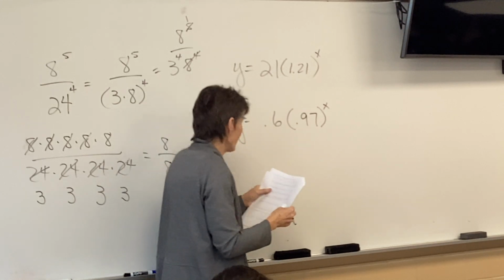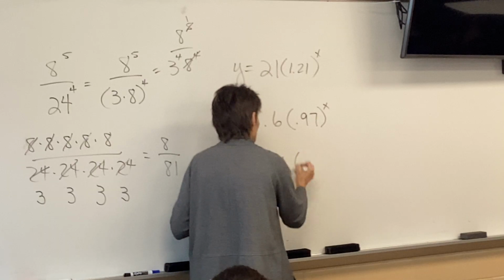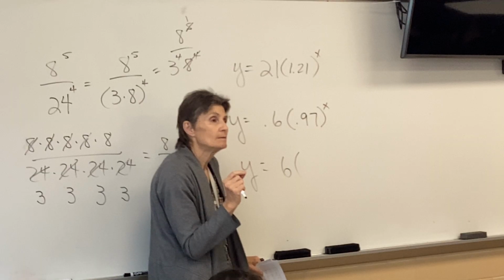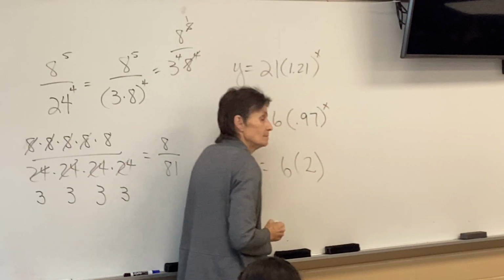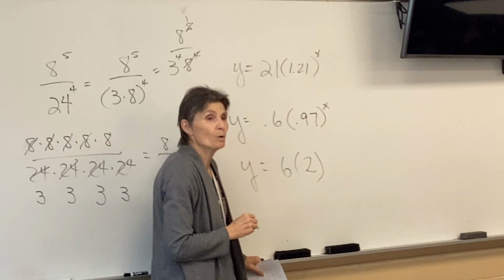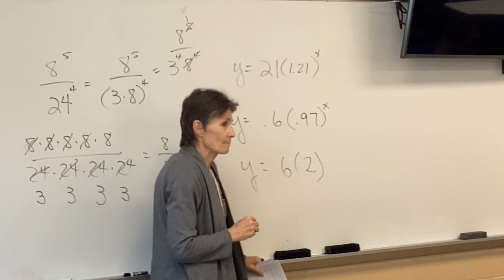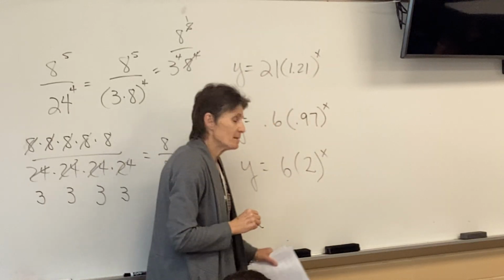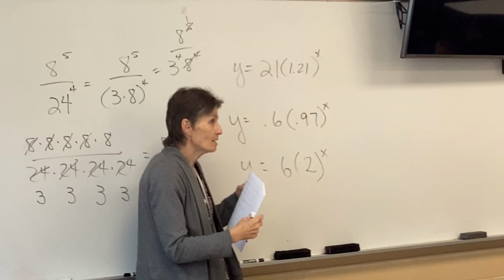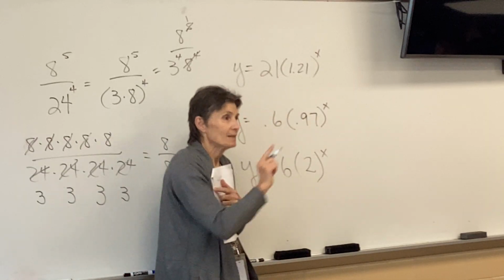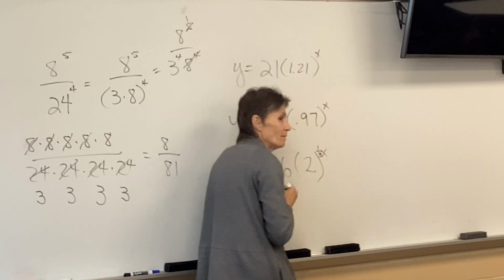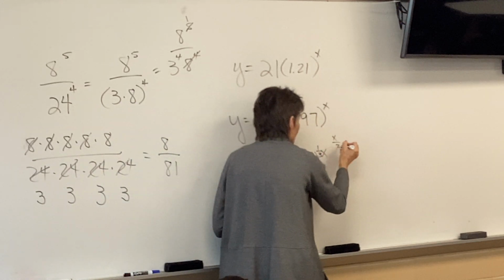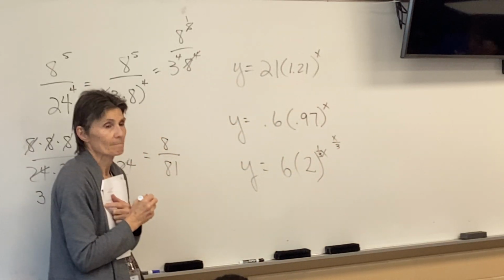All right, the initial value is 6. And we are doubling. Doesn't doubling mean 200%? 2. Now, I'm not going to put to the x, because I don't know if you noticed, this was every 3 days. So it's 1/3 x. Exactly. Or x over 3, it doesn't matter, you can do x over 3 if you like that better. Good job.